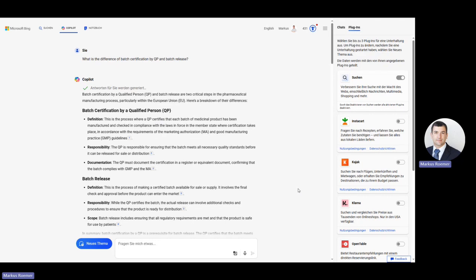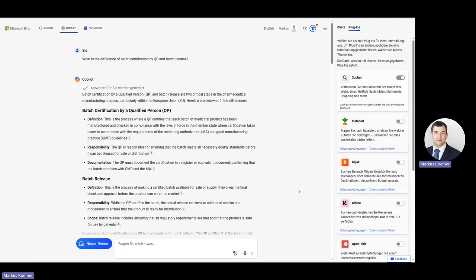Okay, so I was asking Microsoft Copilot, artificial intelligence, some important questions about that, just to make that a little bit clearer. So what is the difference of batch certification by QP and a batch release? And the answer of Copilot is quite very good here. Batch certification by a qualified person and batch releases are two critical steps in the pharmaceutical manufacturing process, particularly within the European Union. Yes, it's for the European Union or for the PICS. Here's a breakdown of their differences.